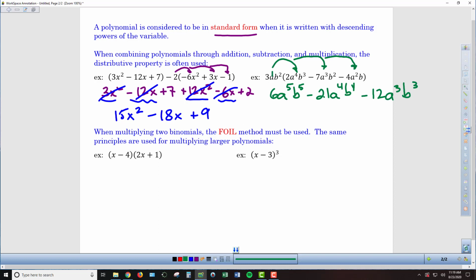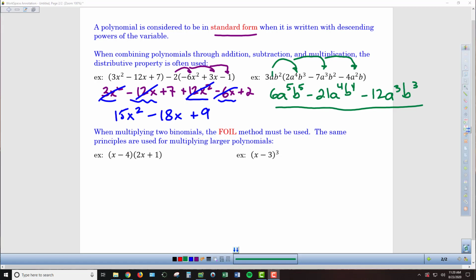And now none of those are like terms because we don't have the exact same exponents on both the a and the b, so that is the best that we can do. And that one is written in standard form because we're going in order of the highest exponent on the a, even though they happen to be the same all the way through. We would focus on the a to make sure that we were in descending exponent order for that.